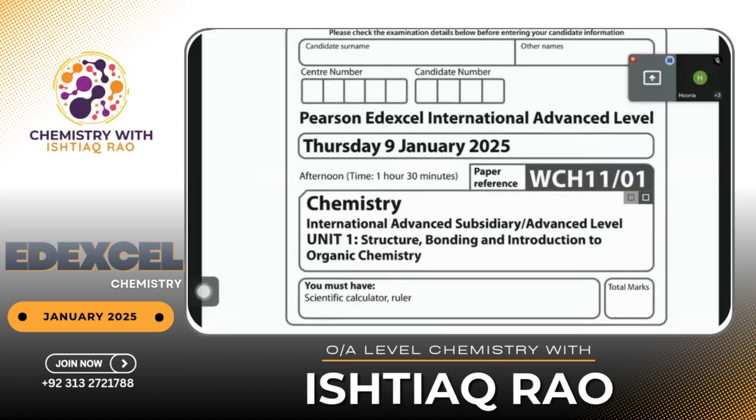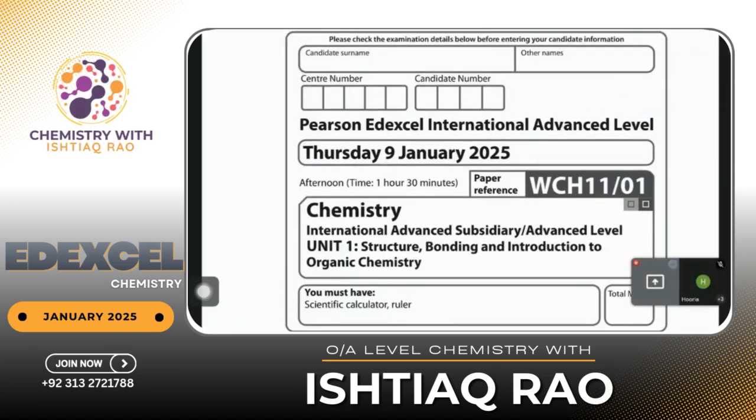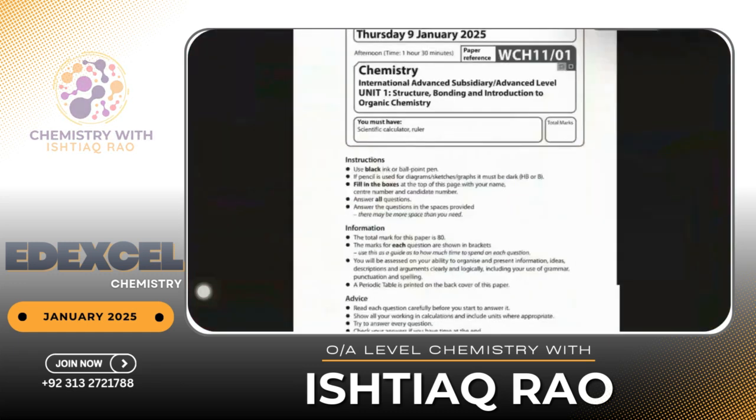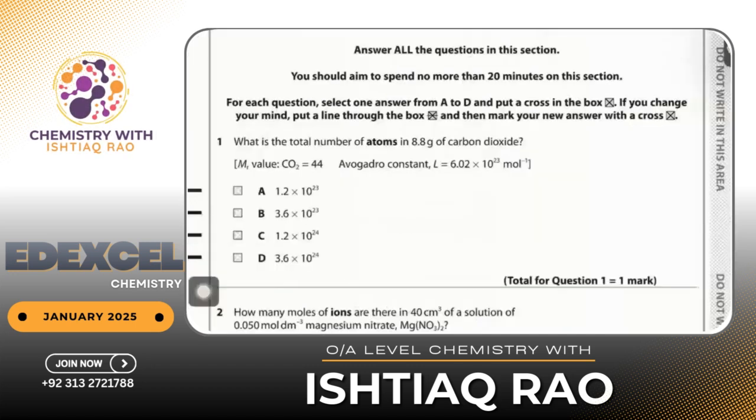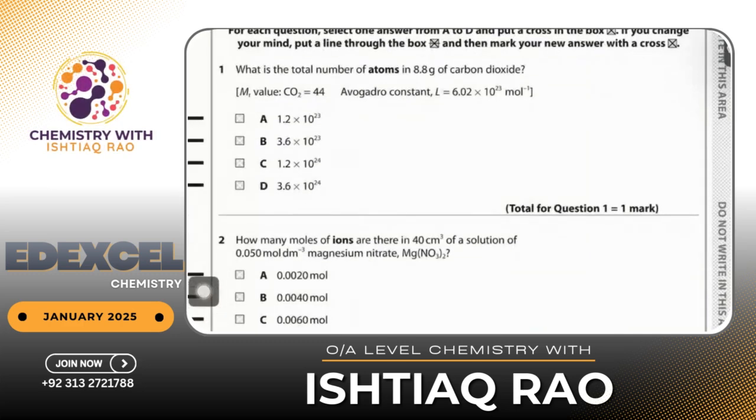Okay, so this is Unit 1, January 2025 paper. Question number 1 says, what is the total number of atoms in 8.8 grams of carbon dioxide?